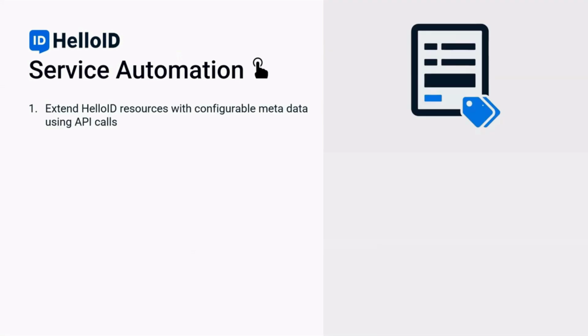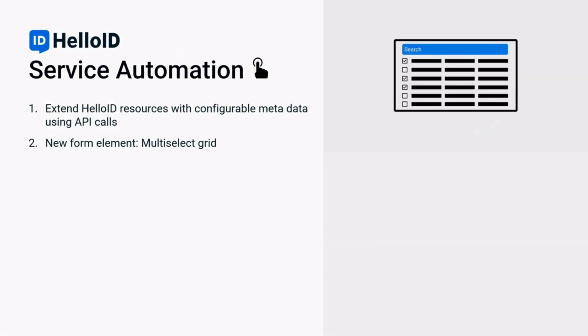The first new feature is Extend HelloID resources with configurable metadata using API calls. With this new feature, you will be able to manage additional information to HelloID resources, such as a version number. The supported HelloID resources are scoped to products, delegated forms, dynamic forms, and data sources.